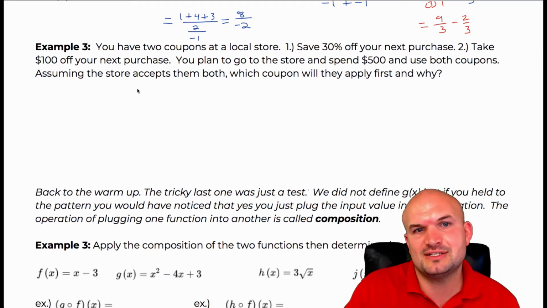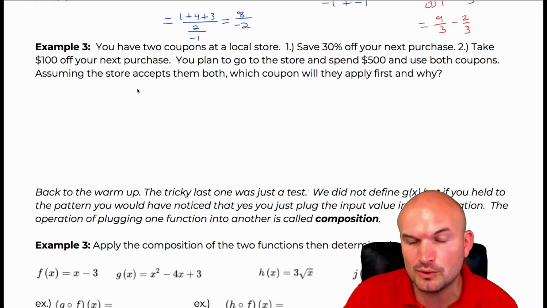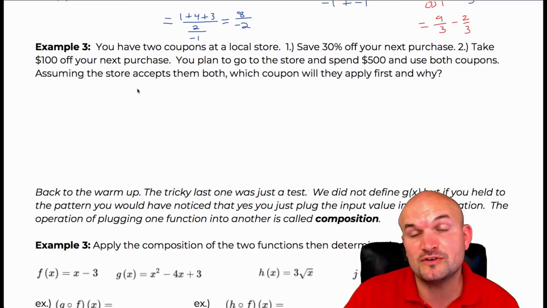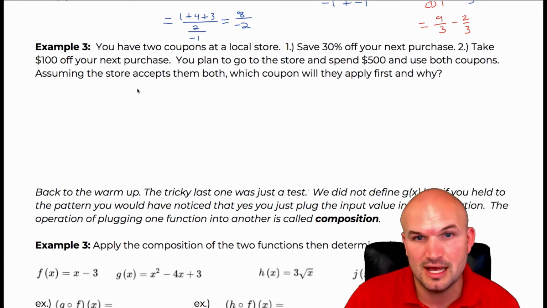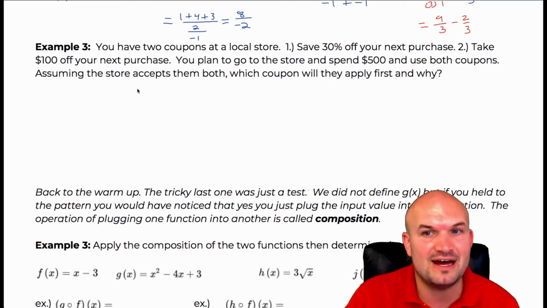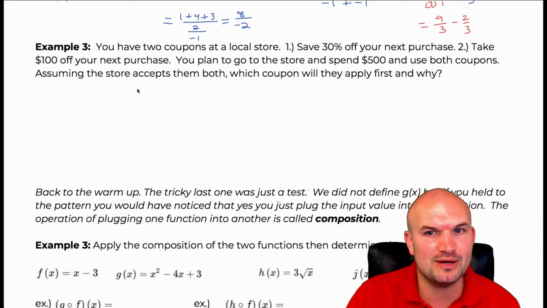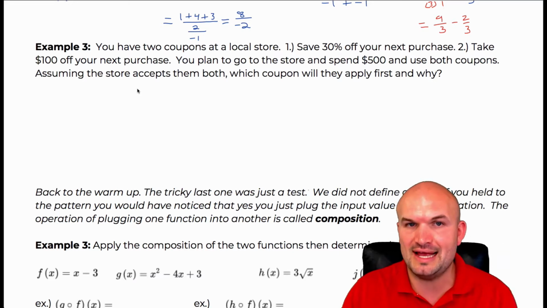So this example says, you have two coupons at a local store, and the first coupon is you save 30% off the next purchase, and the second one is take $100 off the next purchase. So you're going to go to the store, you're going to spend $500, and you want to use both coupons. Assuming the store accepts them both, which coupon will they apply first and why?